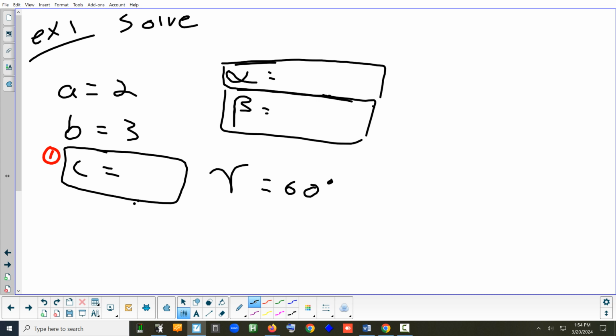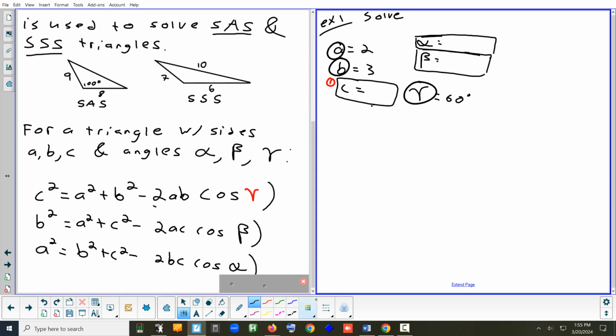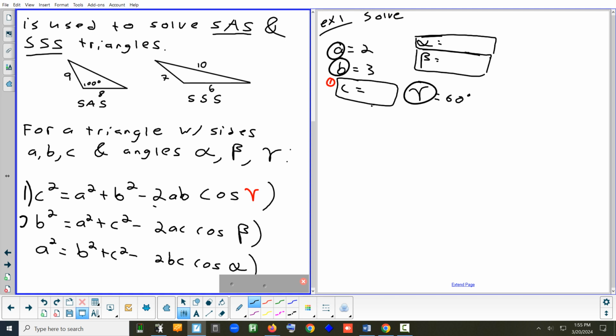So we have to pick a version of the law of cosines that has A in it, B in it, and gamma, the only three pieces of information we have. So which version? C squared, 1, 2, or 3? First one. Yeah, you have to use the first one. If I check off everything, you know A, you know B, and you know gamma. You know everything on the right-hand side. That's perfect.